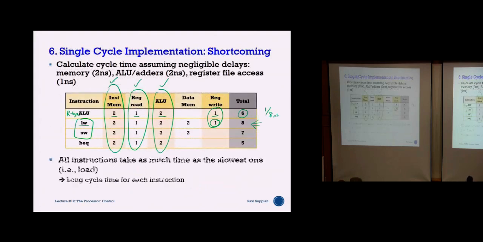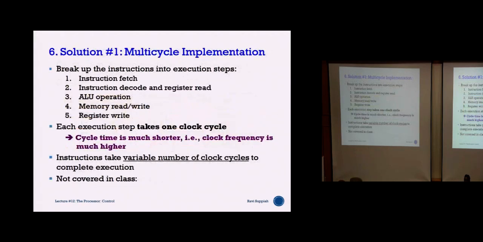So in a multi-cycle, I have a clock for different sections of my processor. We say that each step takes one cycle to execute. So your frequency can be much higher. The drawback is that you have different instructions with different numbers of clock cycles, so you need to be careful of how you manage that. It's a bit complicated and we're not going to cover that in class.